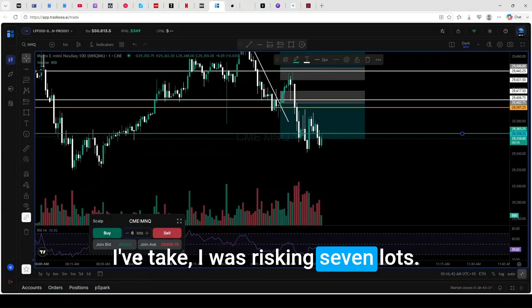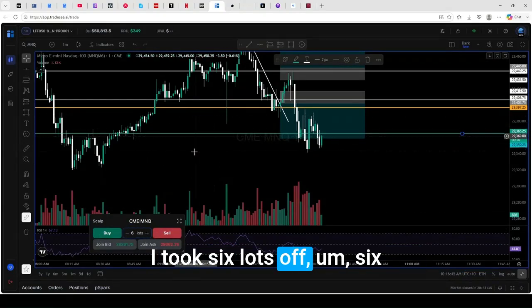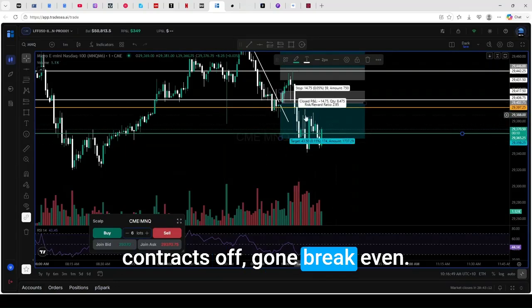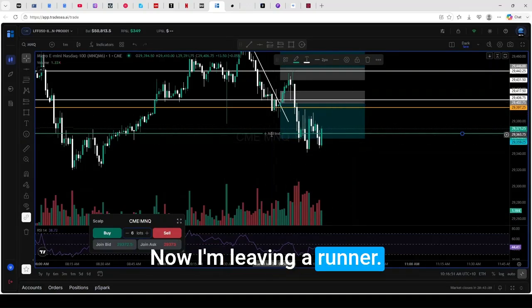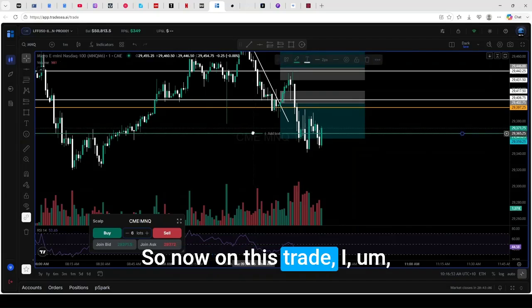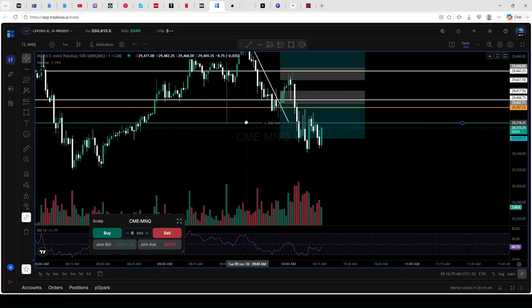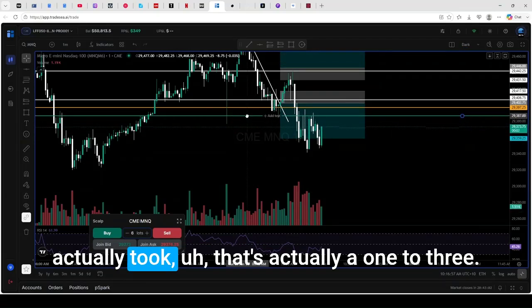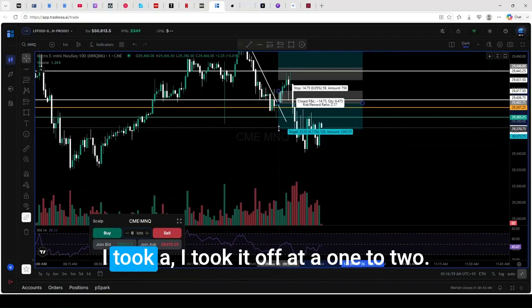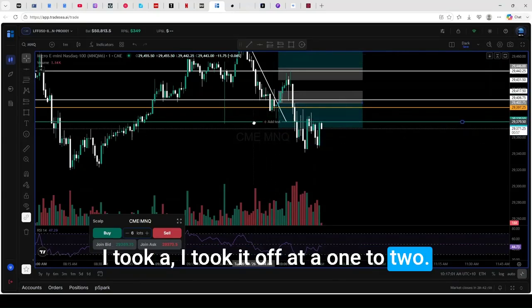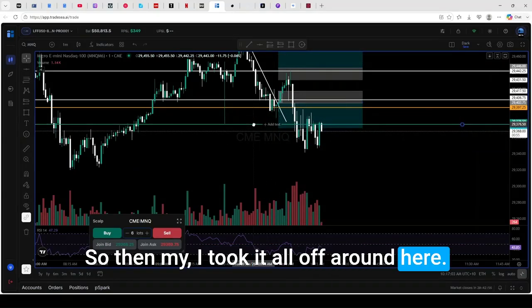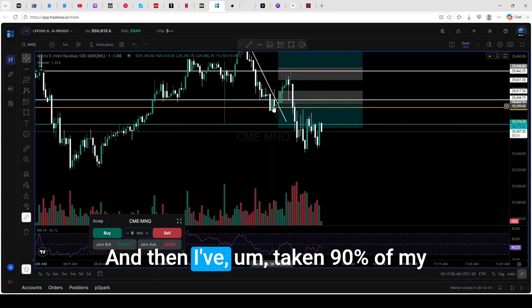I was risking 7 lots. I took 6 lots off, 6 contracts off, go on break even. Now I'm leaving a runner. So now on this trade, that's actually a 1 to 3. I took it off at a 1 to 2. Then I took it all off around here, cool.